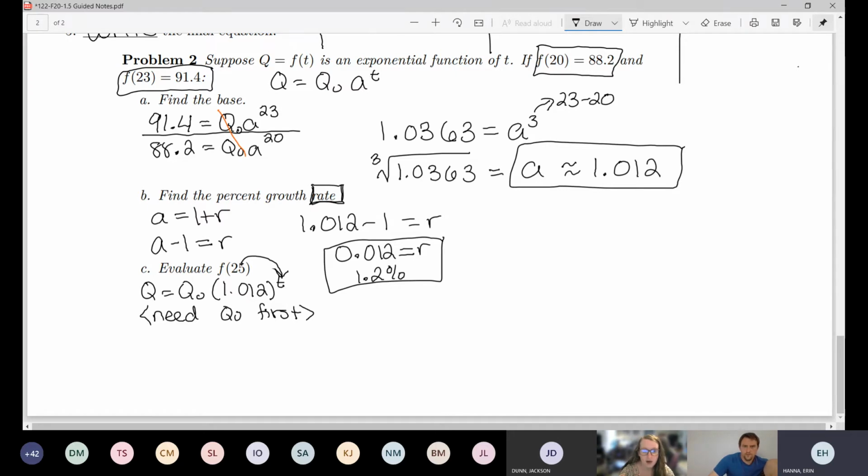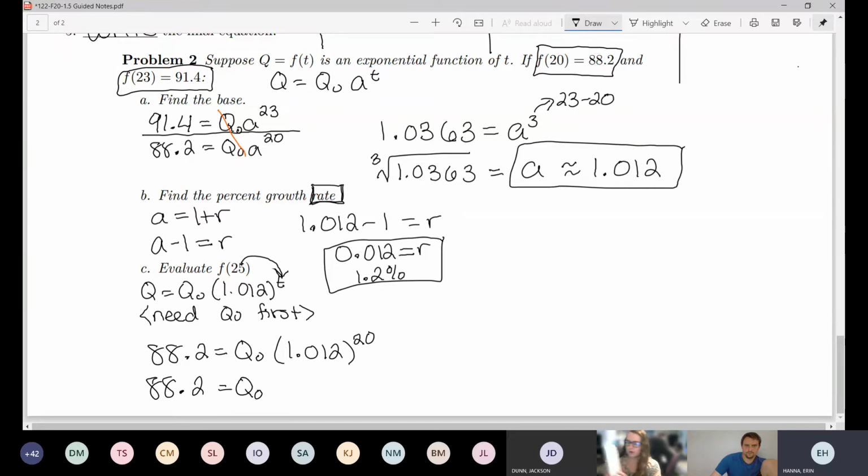So remember, to find q naught, you go back to one of the original 2 equations. Pick whichever one makes you happier. The 88.21 makes me happier. I don't know what q naught is, that's what I want to find, but I do know what a is now. So I plug in that a value, and now I can solve for q naught. So 1.012 to the 20th power is something I didn't write down.